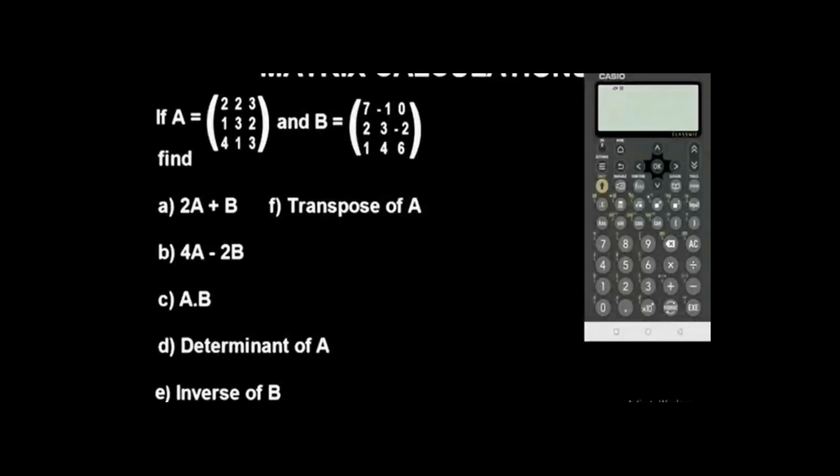So that's it. We're going to learn how to solve problems involving matrices using this Casio fx-991 scientific calculator easily and fast for multiple choice questions. Alright, so let's get started.